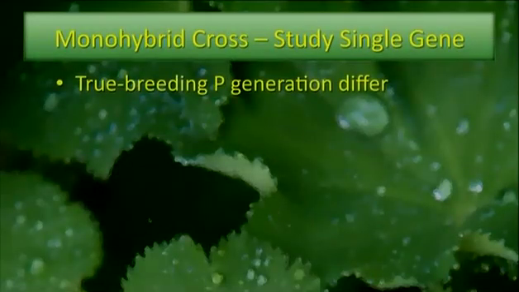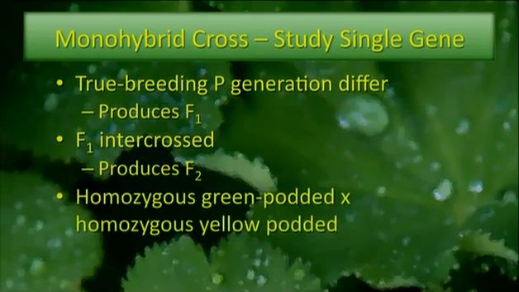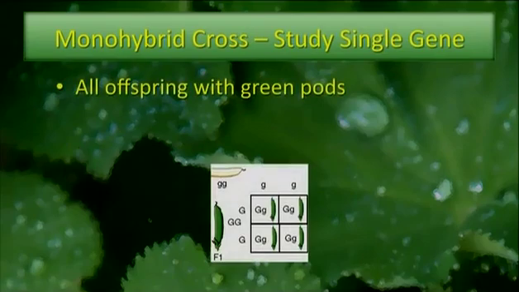So generally, you have the true breeding pea generation differ from one another, and they produce an F1. Then the F1 is intercrossed and produces the F2 generation. So doing a little bit of a different genetics problem, we might have a homozygous green podded crossed with a homozygous yellow podded individual. When you do that, all their offspring have green pods. So this is how you would set up the Punnett square.